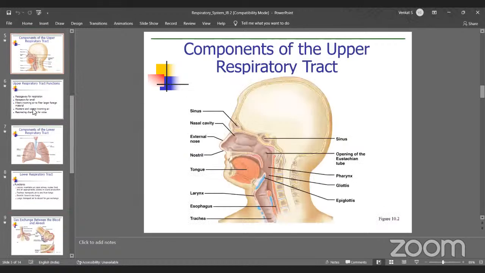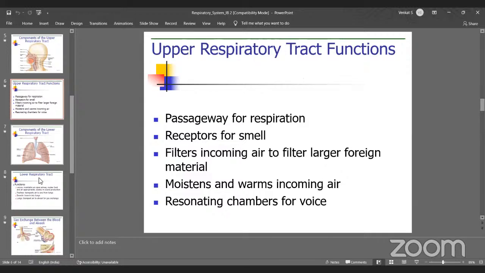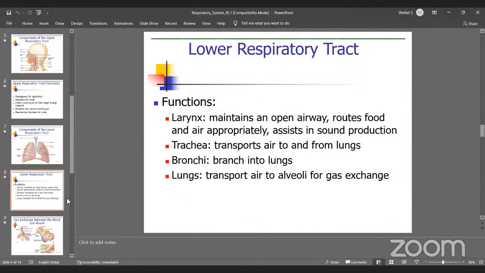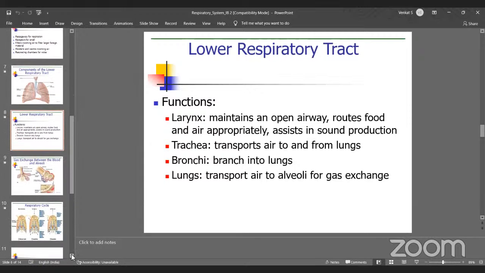So this is the next one. Lower respiratory tract. The functions. Which type of function?